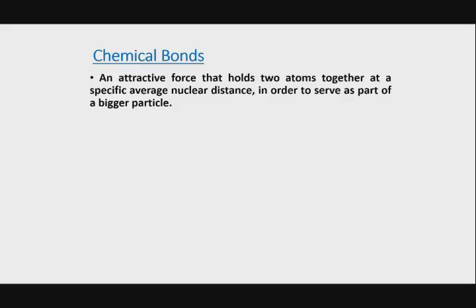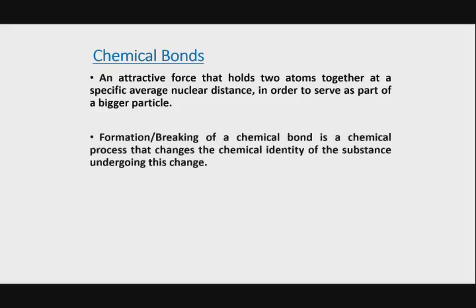Chemical bonds occur whenever molecules or formula units are created, when two atoms chemically combine with each other. Formation or breaking of a chemical bond is considered to be a chemical process because by doing so, a new substance is created. The substance's properties are different compared to the atoms that combined in order to create that unit through chemical bonding.